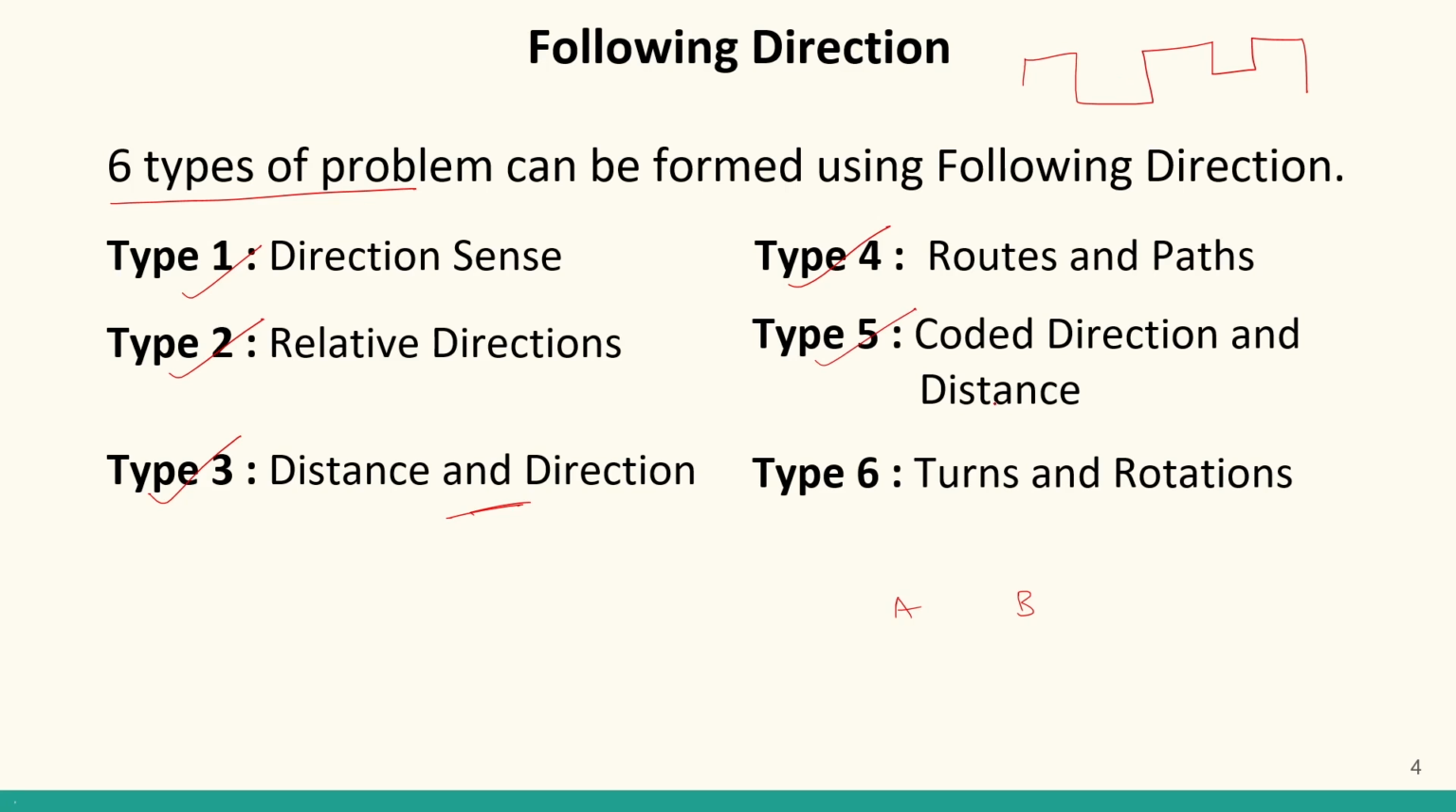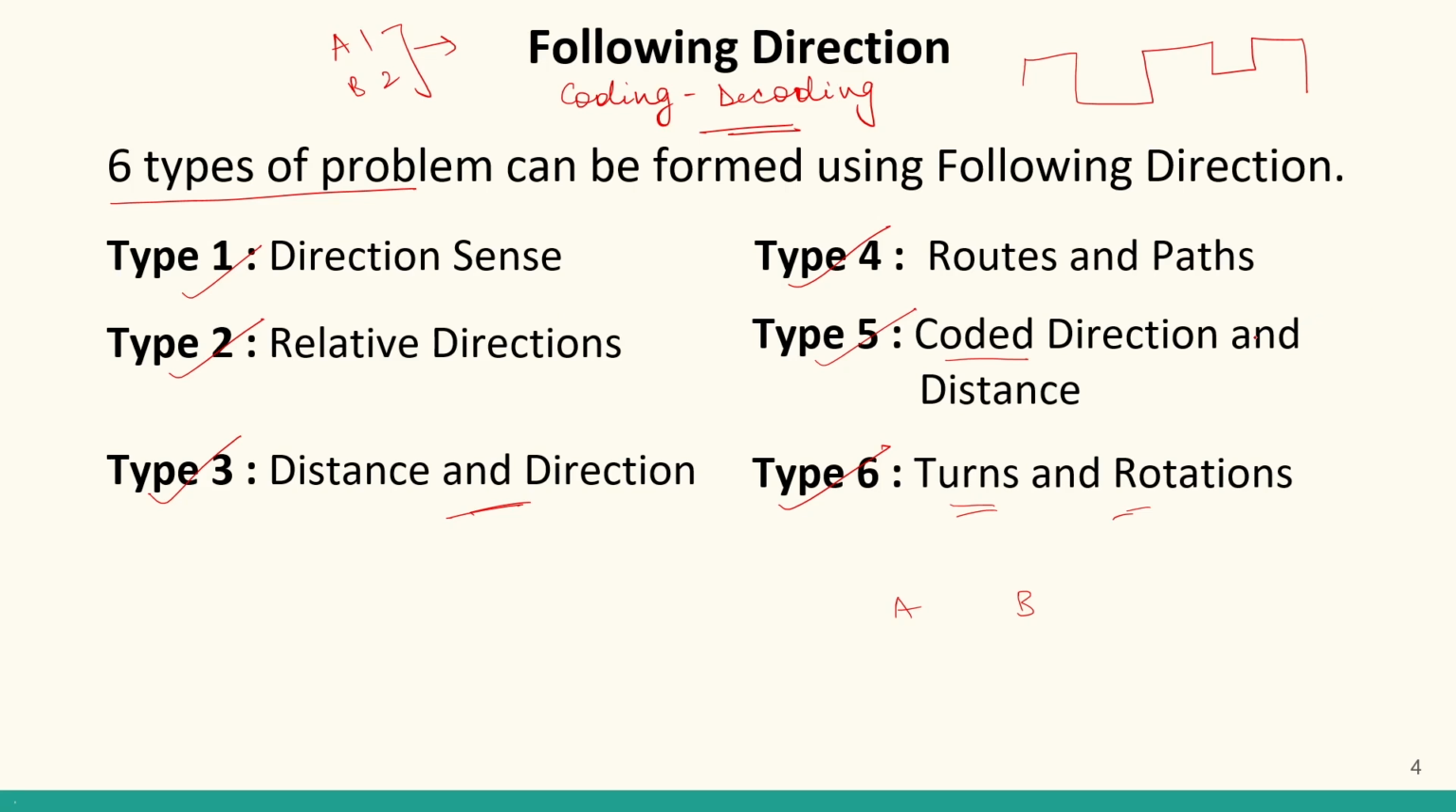Then coded direction and distance. In this type of questions, we basically use some codes. So if you remember, we did a topic called coding decoding. In coding decoding, what we did, we write A as 1, B as 2, and then we have to decode them further. Same concept we use for following directions as well. This is not very tricky. Then we have turns and rotations, as I told you, based on how many turns or how many rotations a person takes. So all these 6 types of questions can be formed from following directions.